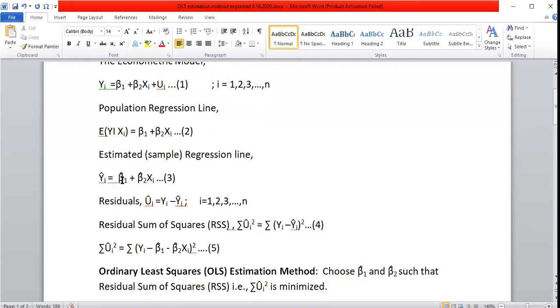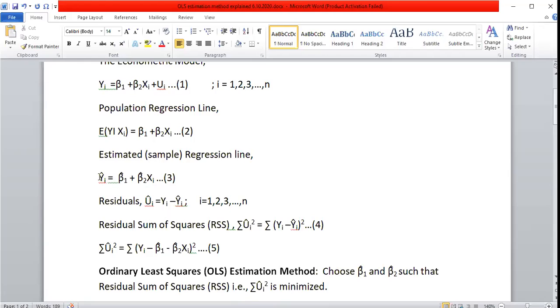So when you say beta 1 hat, then you are saying when x is 0, on average, y is beta 1 hat. And how do you explain beta 2 hat? If x increases by 1 unit, y on average increases by beta 2 hat units. You have to say on average. This is an average result, mean result. All right.